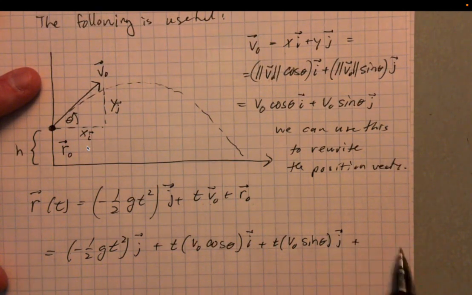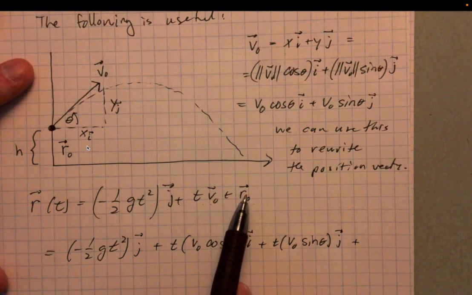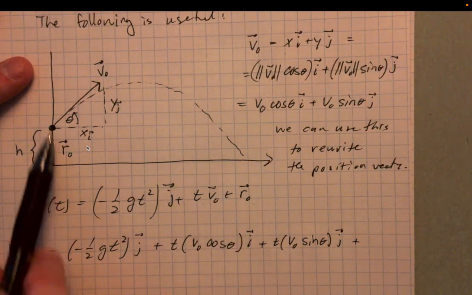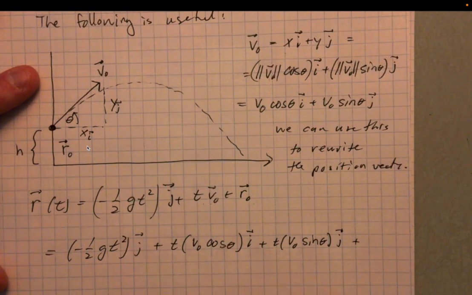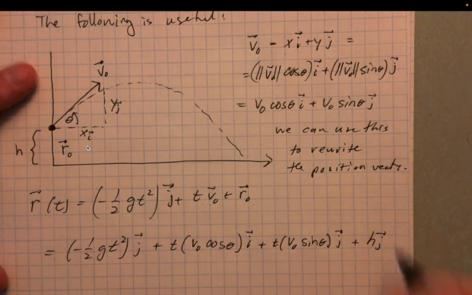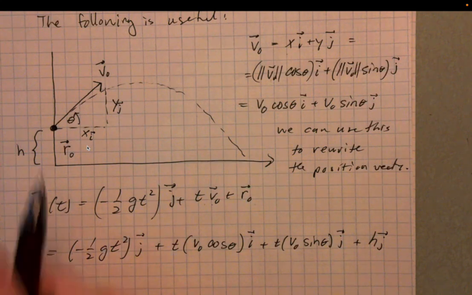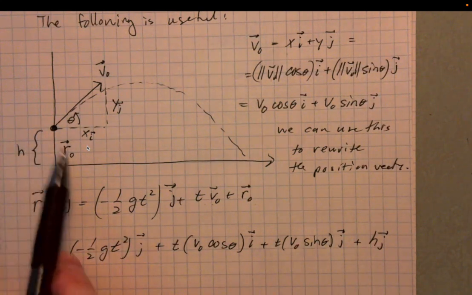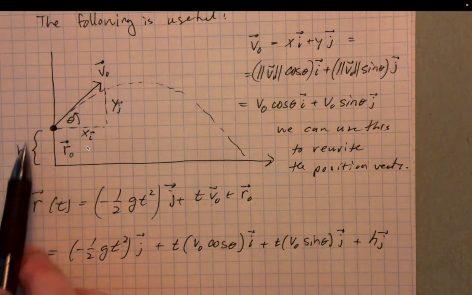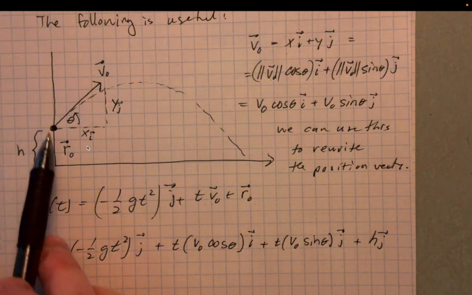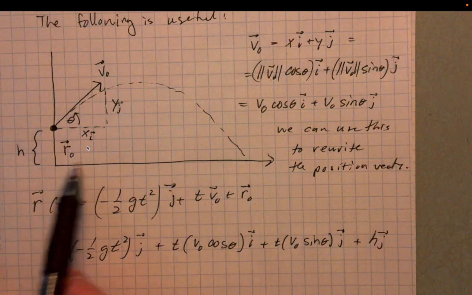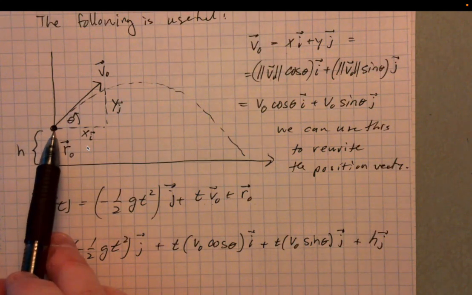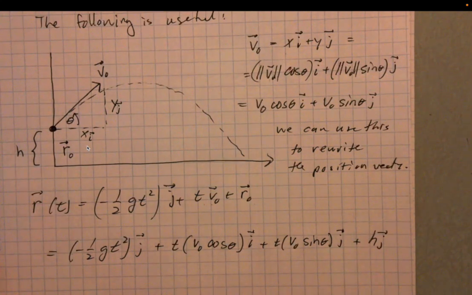And then plus, what is r? r is just going to be h of j. That piece I kind of omitted, but you can see it now. h is just the height that's initially given to you. r naught is the initial position, and so the initial position is 0 on the x-axis and h on the y-axis, so that's why it's h times j.